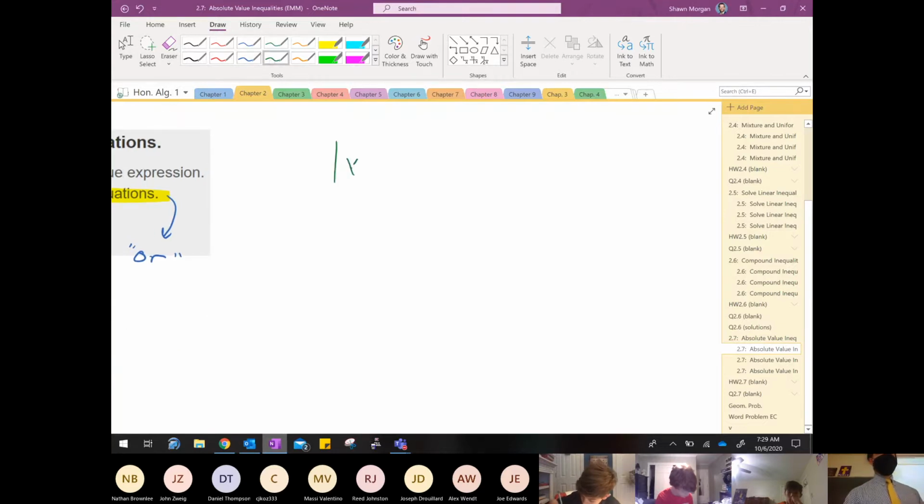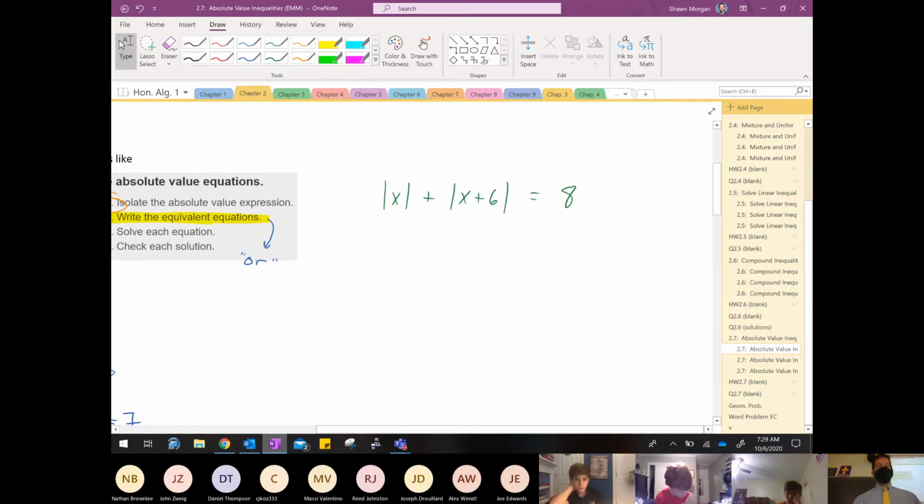okay, suppose I got absolute value of x plus absolute value of x plus 6 equals 8. So in this example, you might say, all right, coach, which one should I isolate? Step 1 says isolate the absolute value expression. Which one? It really doesn't matter, but I'm going to give you my suggestion. Pick the one that's more complicated, the one that's got a little bit more going on here. Absolute value of x plus 6. Get it by itself first.